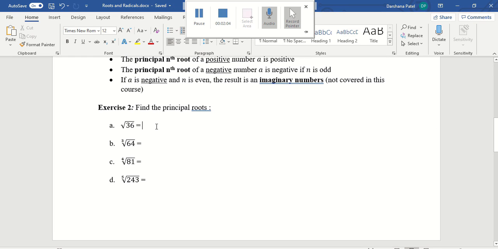So, the square root of 36 will be a number multiplied by itself to give us 36. That will be 6. The cubic root of 64 then will be 4, because 4 times 4 times 4 will give us 64. The fourth root of 81 then will be 3, because 3 multiplied by itself 4 times gives us 81. And similarly, the fifth root of 243 will also be 3.